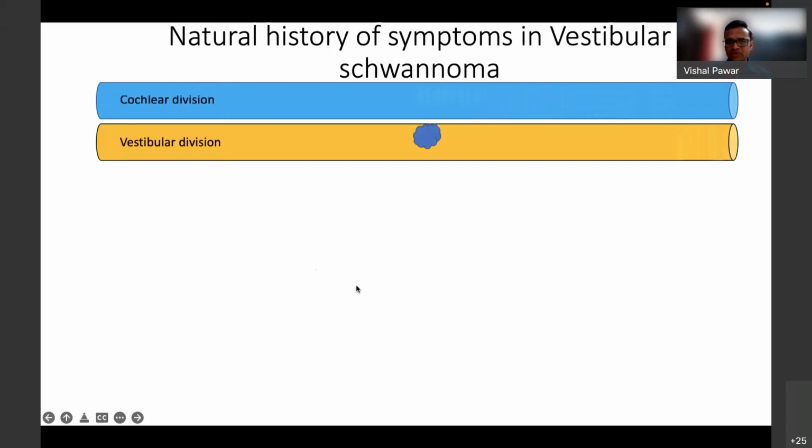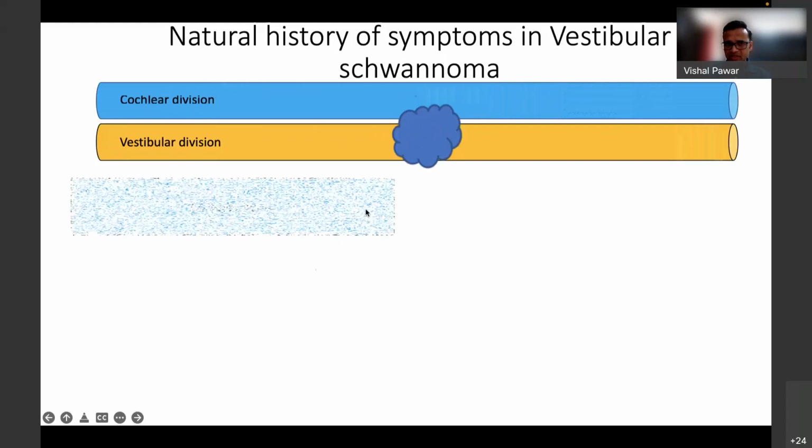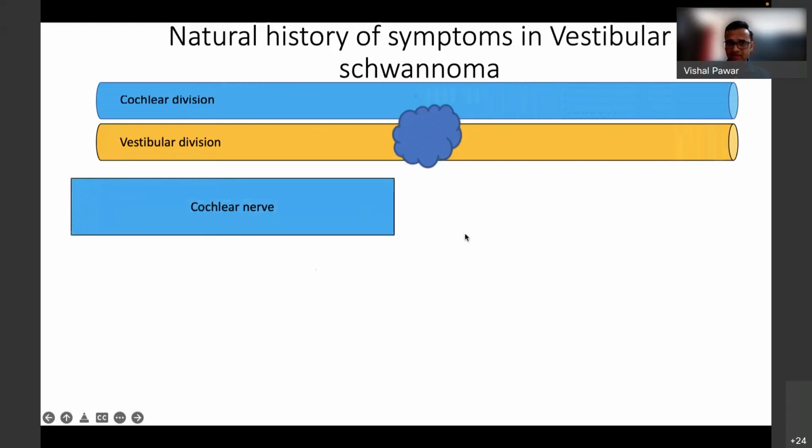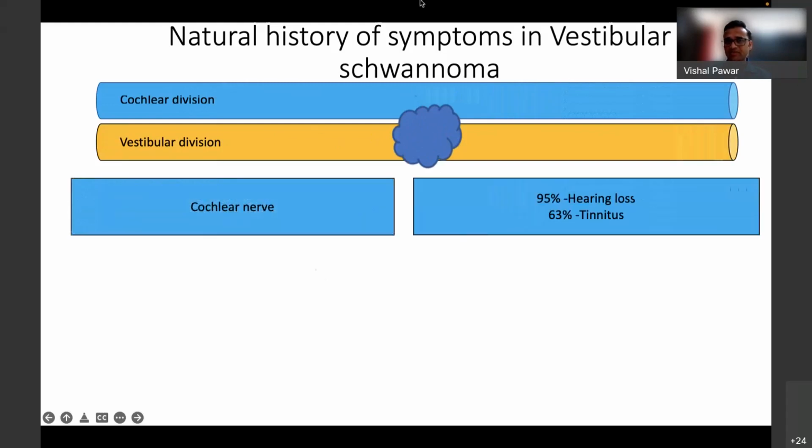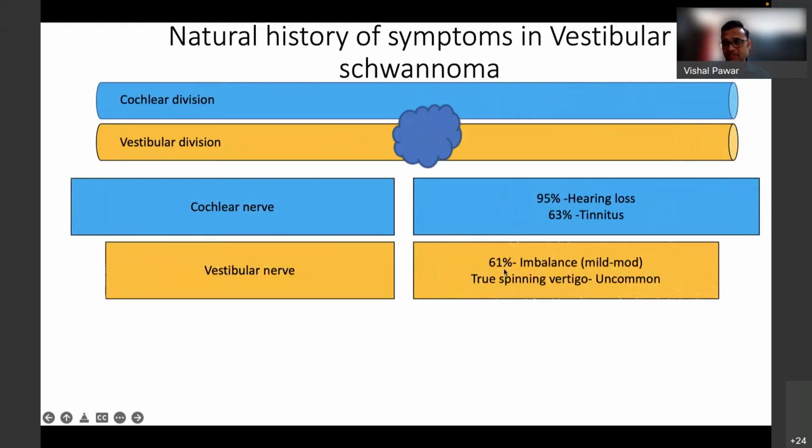So in vestibular schwannoma, although the tumor originates from the vestibular nerve, it is slow growing. Because it is slow growing, the vestibular deficit gets compensated, and when the cochlear division starts getting involved, the patients start developing hearing loss and tinnitus. Sixty-one percent of patients can have mild to moderate imbalance, which they may not be aware of.